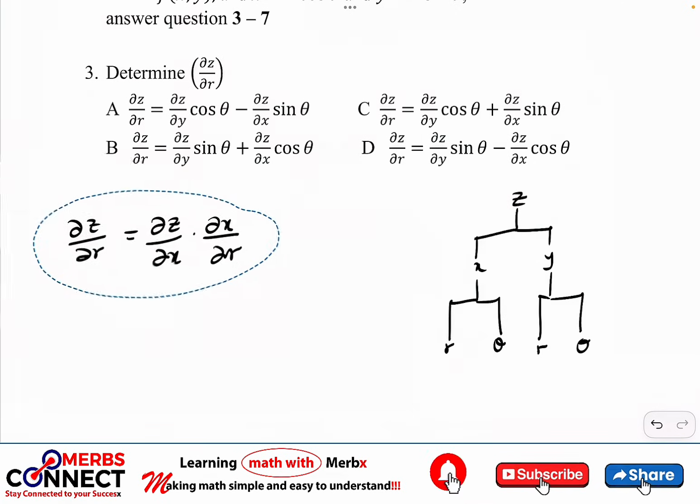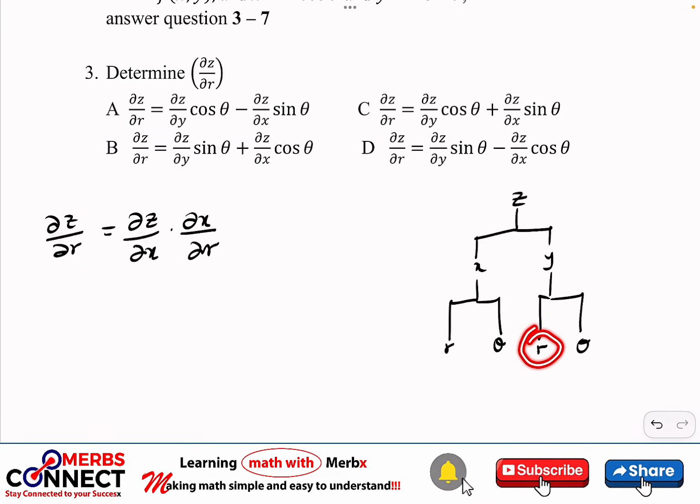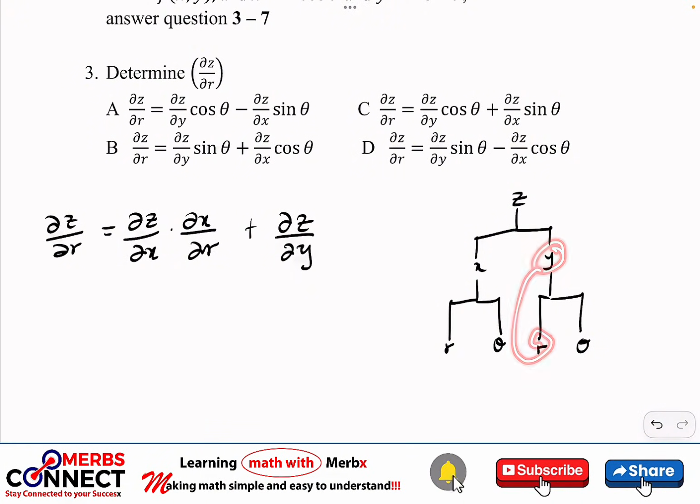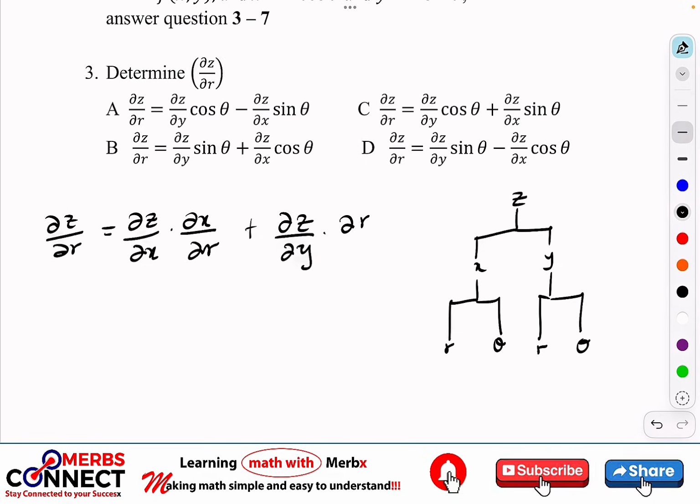Now let's go to the other side, because on the other side too, we have r here. So I'll pass from z to y and y to r. So first, I'll start with z and then I'll get to y. Then I'll move from y to r. So I'm going to have times the derivative of y with respect to r.